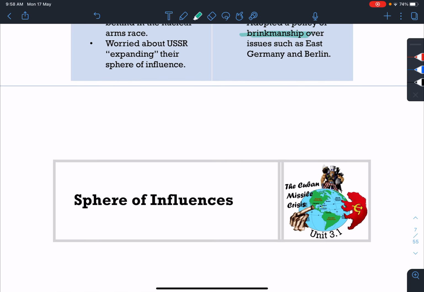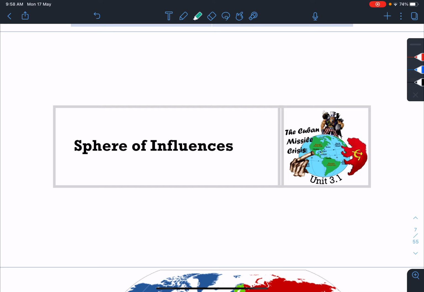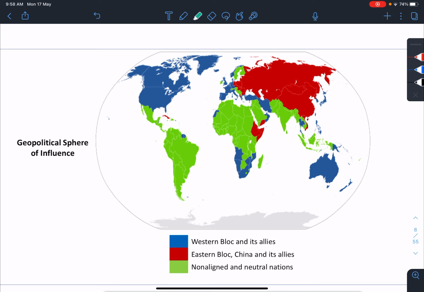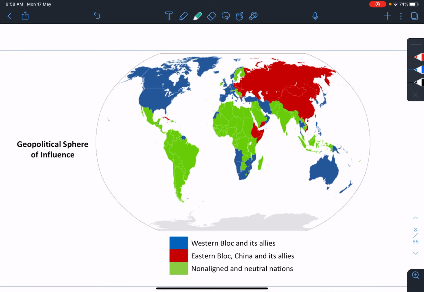So what is the big deal about having this bipolar world order? If I have a bipolar world order, it means that I am trying to expand my influence. We know this as a sphere of influence. So let's have a look at this simple diagram. Red means communist, blue means the Western Bloc. Green, in this case, is the non-aligned, which we refer to as the third world.